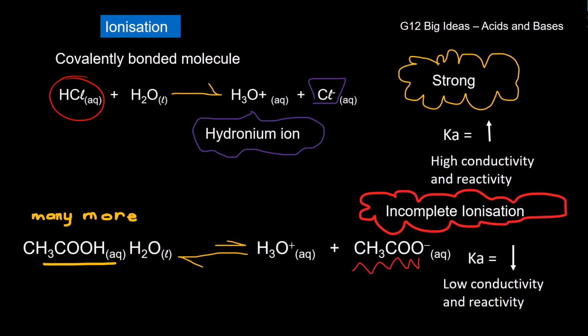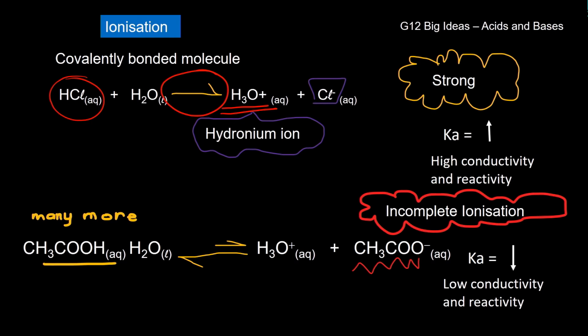It really does like being in this form here, and you'll see that the arrow is only one arrow because this lies completely to the right hand side, and the acid in this case ionizes completely. It really loves being a hydronium ion rather than being in its molecular form. So when we have complete ionization, we have a strong acid. We have got a high concentration of hydronium ion and chloride ion in solution.